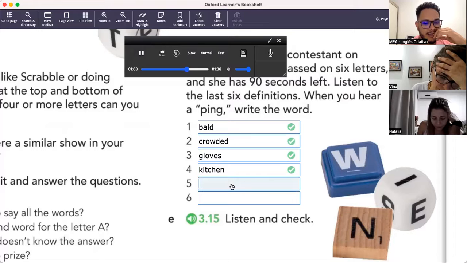It begins with L. It's an adjective for someone who doesn't like studying or working, for example. It's the opposite of hardworking.